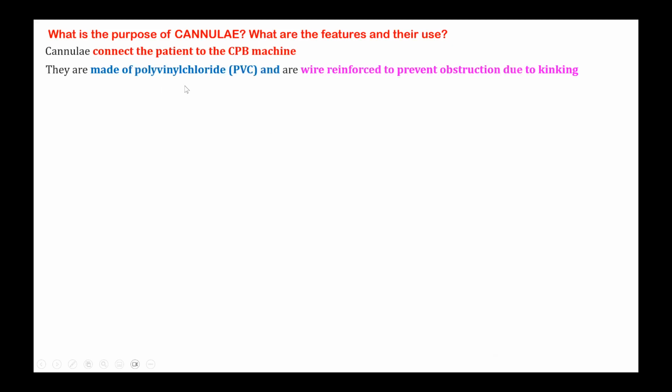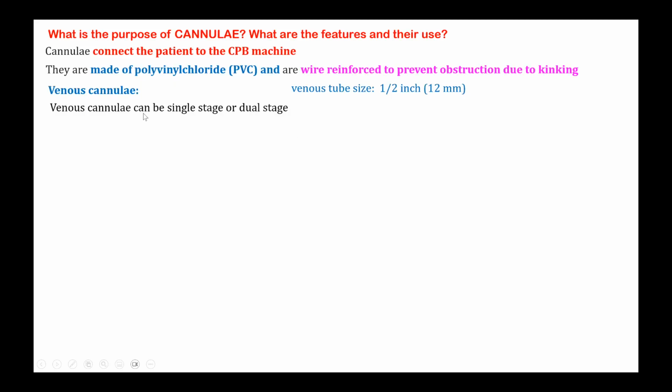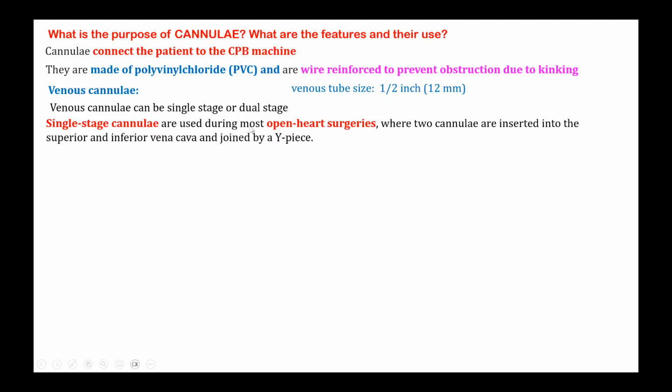They are made of polyvinyl chloride with wire reinforcement, just like your flexometallic tube. They have wire reinforcement to prevent obstruction or kinking. Okay, and the venous cannula is larger, about 12 millimeter diameter, and the cannula can be a single stage or a dual stage cannula. In single stage, it is used mostly for open heart surgeries where two cannulae are inserted into the superior and inferior vena cava joined by Y-pieces.